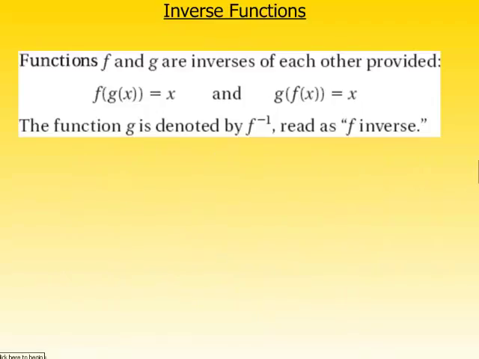Okay, now inverse functions, let's just say we have functions f and g that are inverses of each other. And we can prove that if we do a composition function, f of g of x is supposed to equal x, and g of f of x is supposed to equal x. If this is the case, then the function g is denoted to be f inverse of x.